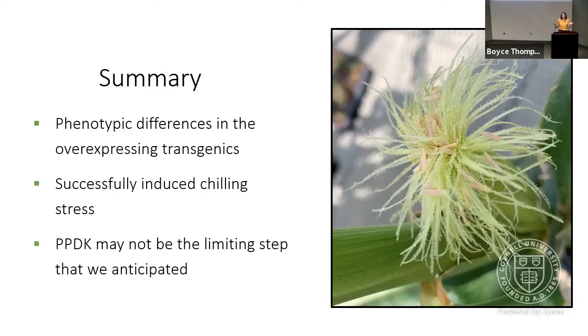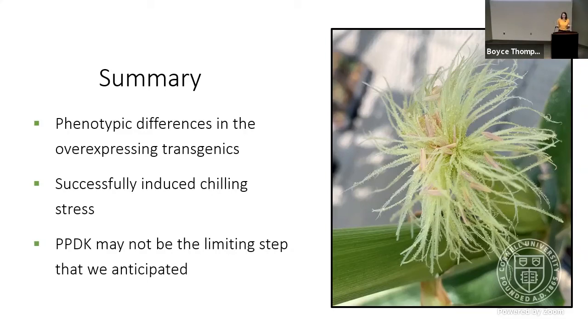So overall, I did see phenotypic differences in my different overexpressing transgenics, and I was able to successfully induce chilling stress. However, PPDK might not be the limiting step that we were hoping to find in terms of what's slowing us from improving C4 flux even more.